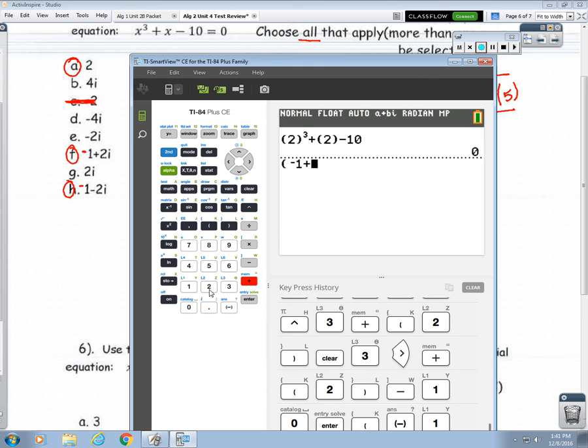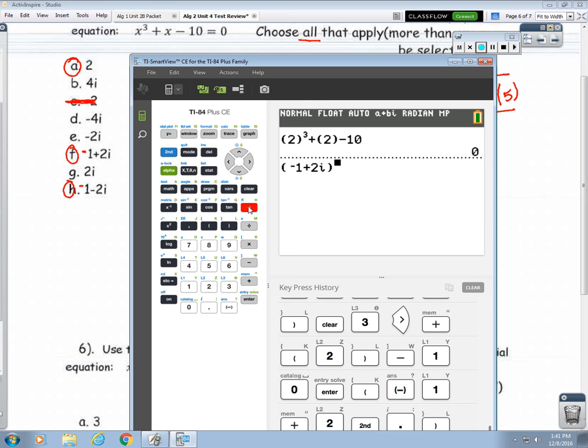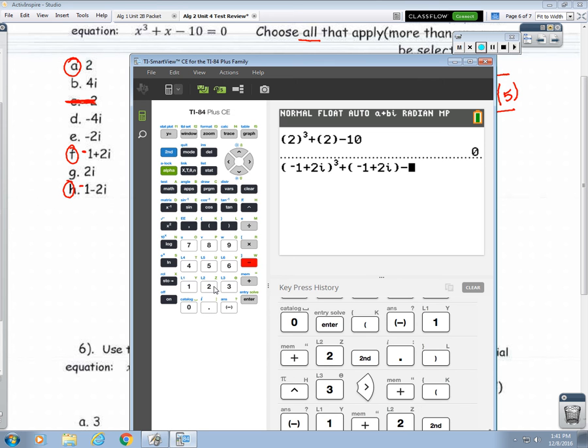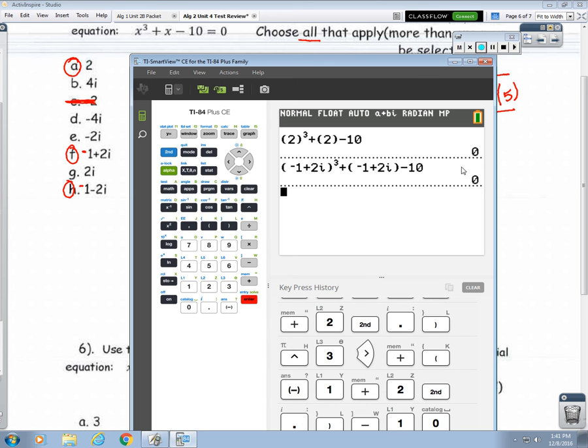Negative 1 plus 2i. I is right there in blue, so to get it, you have to hit second first. And then cube it. Now come back down, plus, parenthesis, another negative 1 plus 2i, and then minus 10. When I hit enter, I get 0, which confirms that that is the right answer.